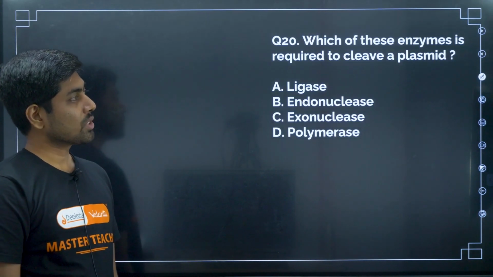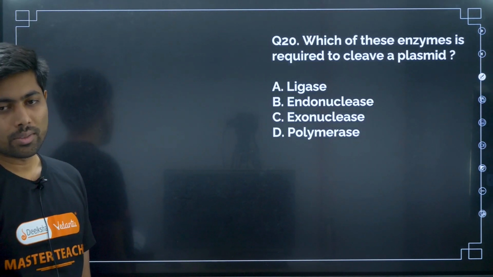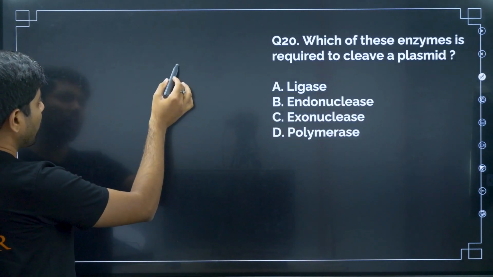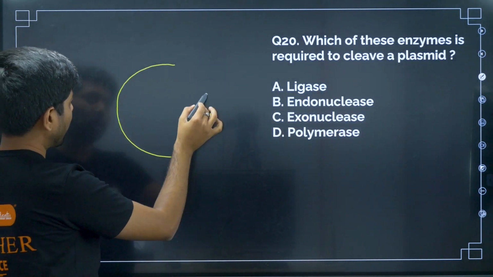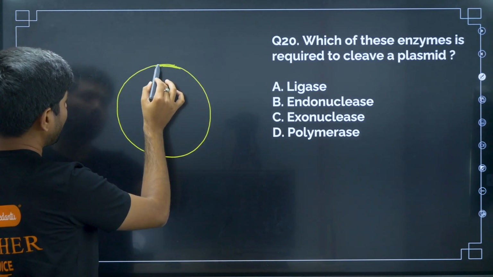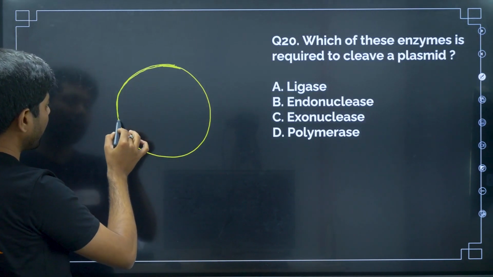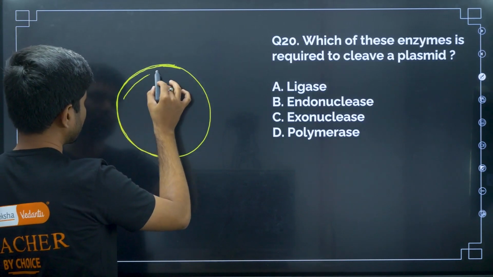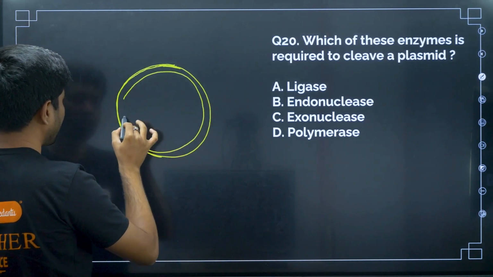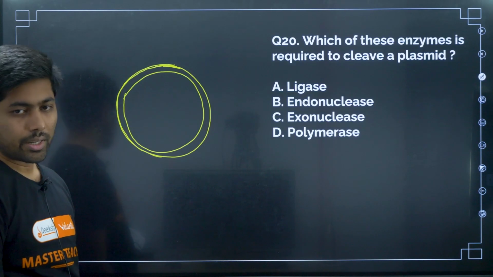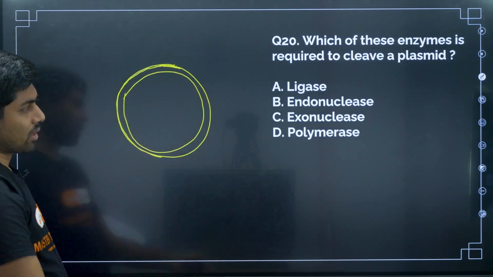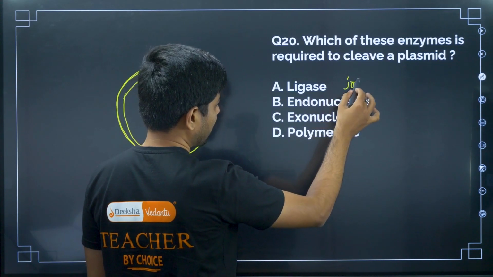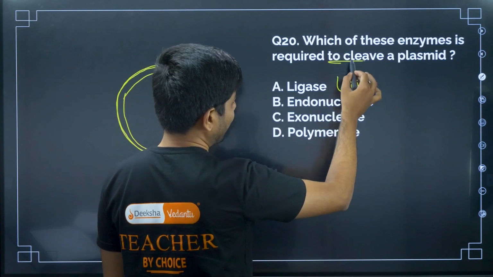Now, this is a very nice question, question number 20. Which of these enzymes is required to cleave plasmid, right? So very simple question. If you understand what is plasmid, plasmid is what? It's circular, extra chromosomal, double stranded DNA. Now look at this, it's in the form of a circle, right? Ligase will do the function of joining. Therefore, this is not required. They're asking you to cleave.